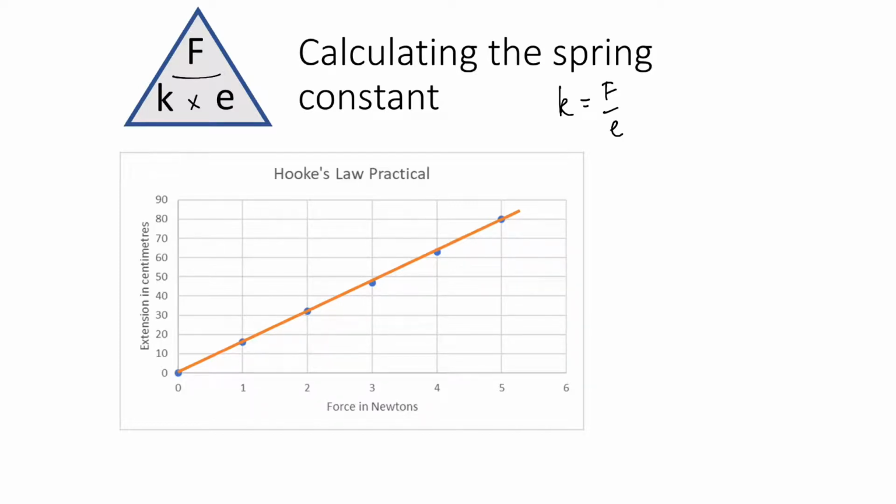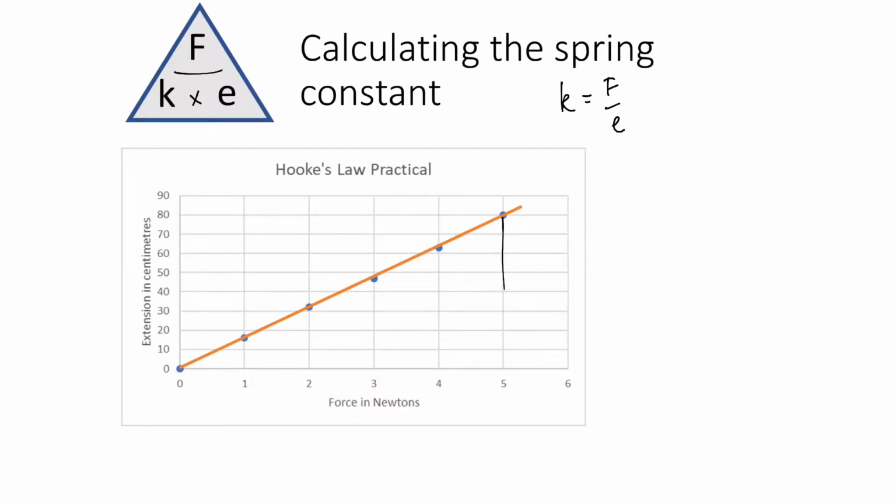So let's find the change in the force. We've got a big triangle just here, so the change is 5 minus 0, because we went up to 5 and we started at 0. And our spring has extended from 0 up to 80 centimetres.